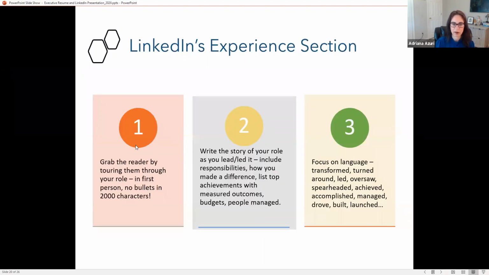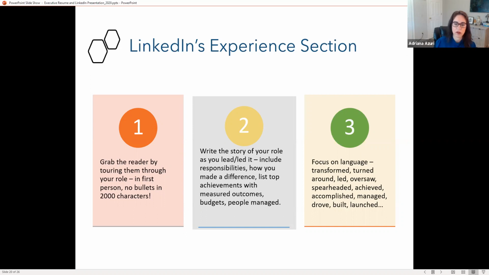So then again, very, very quickly going through the roles, right? Grabbing the reader and taking them through your role. Again, first person, no bullets in the roles as well. And you get 2,000 characters for that as well, right? You want to write a story and you want to lead them through, letting them know what your roles and responsibilities were without saying that. Kind of do storytelling in a way. Don't make it so boring to read, like did this, did this, did this. That's the resume. This is a place where you can do that a little bit more in a storytelling narrative.